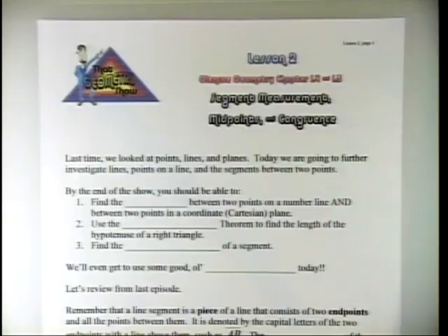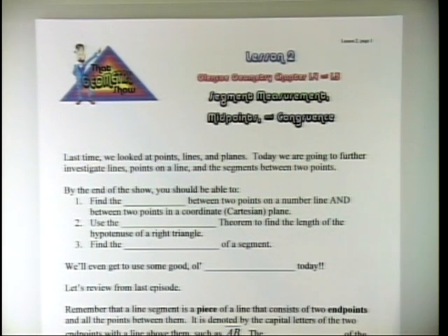So we got a lot to do today. Let's just jump right on in. All right, Lesson 2 corresponds with the Glencoe geometry textbooks you have, chapters 1.4 and 1.5. Today we're dealing with segment measurement, midpoints, and congruence.